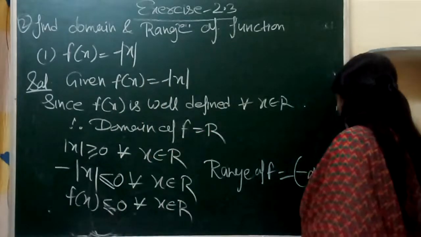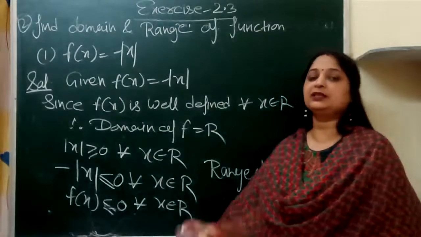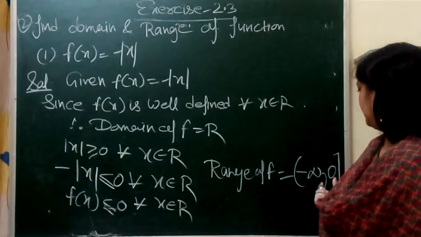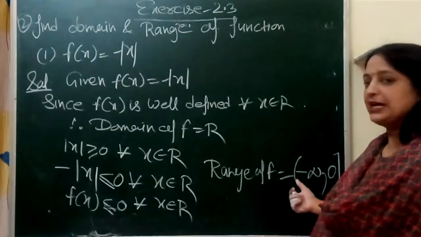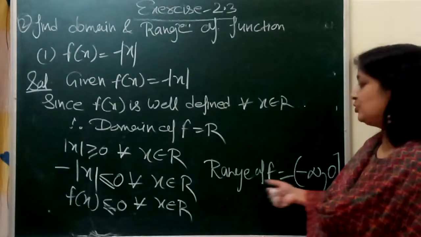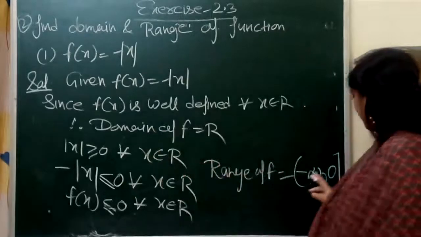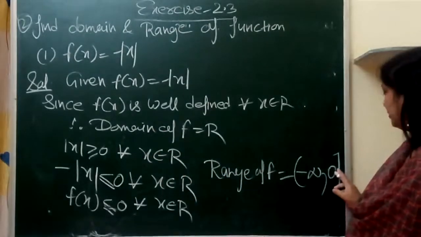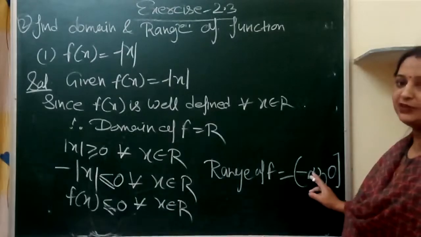Yes, you learnt in chapter first open interval and closed interval. Open interval means this minus infinity, so many terms will come up to last minus. But closed interval means 0 will be included. In minus infinity it will not include. This is the range of f.